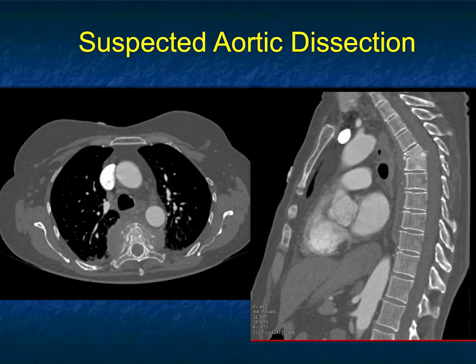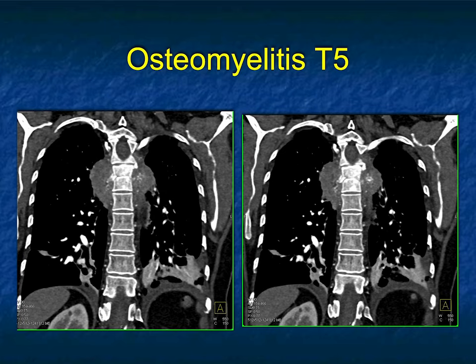Patient presents with back pain, suspected dissection. When you look at these images, you don't see an aortic dissection, you see a paraspinal mass, and on the sagittal views, you see collapse of the upper vertebral bodies around T5 in the spine. That's a gibbous deformity. What is this paraspinal mass? It's inflammation, right? So what's your best diagnosis?